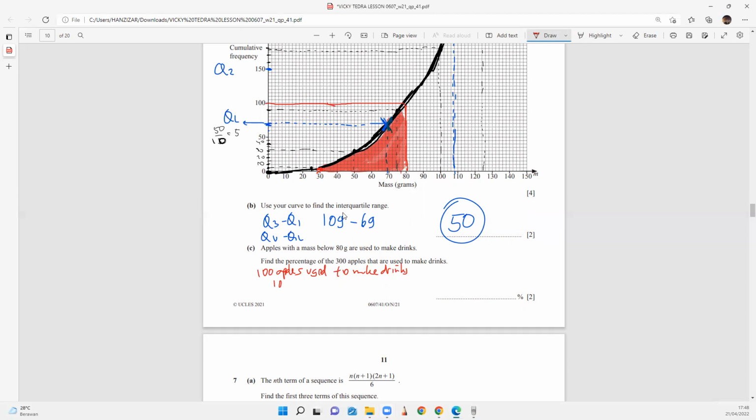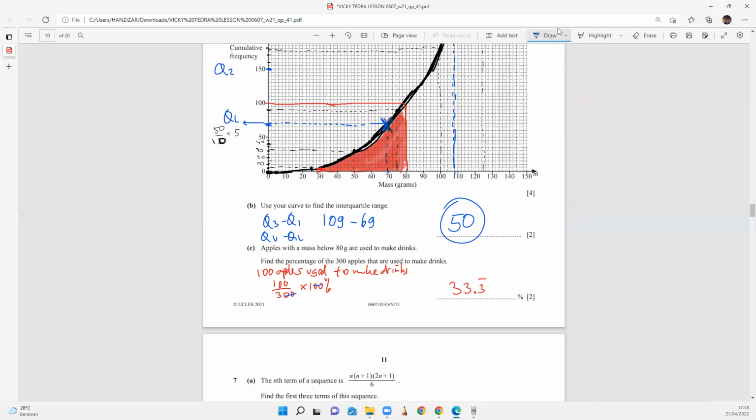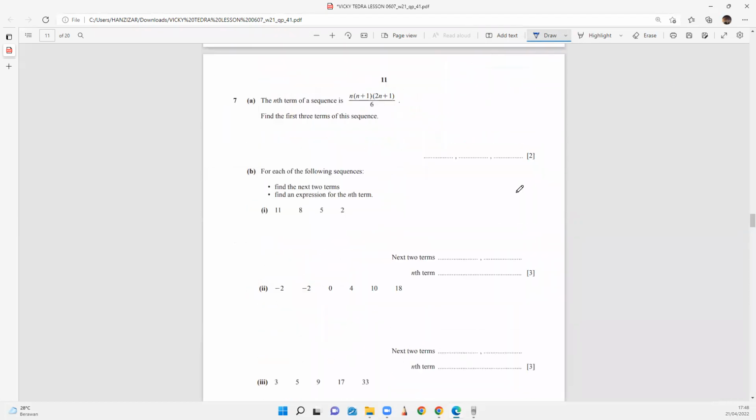So 100 over 300 times 100%. Okay, it's very simple. 1 over 3 or 33.3%. Okay, you can cross out the numbers. Cross out, cross out. So 100 over 3. It is 33 1 over 3% or 33.3%. Okay, that's it. Next, number 7.